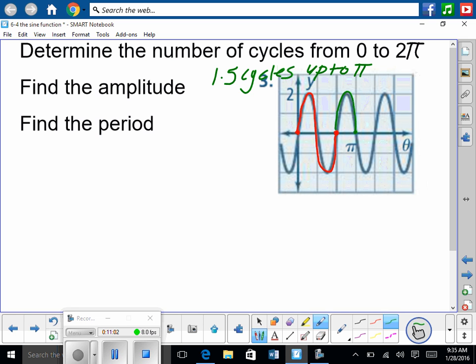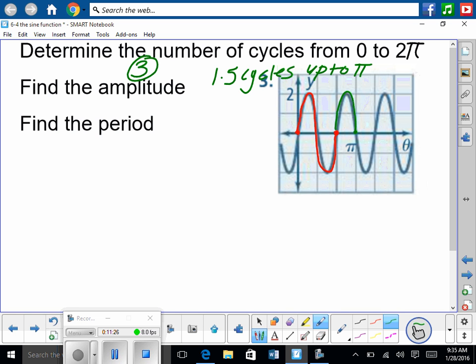But it said, how many cycles are there from 0 to 2 pi? So wouldn't you just do that? Pi plus pi is 2 pi, right? So wouldn't we just add those cycles twice? So that's 1.5 plus 1.5. How many cycles from 0 to 2 pi? 3. Very good. So the number of cycles from 0 to 2 pi is 3. You guys kind of see how I think through it.